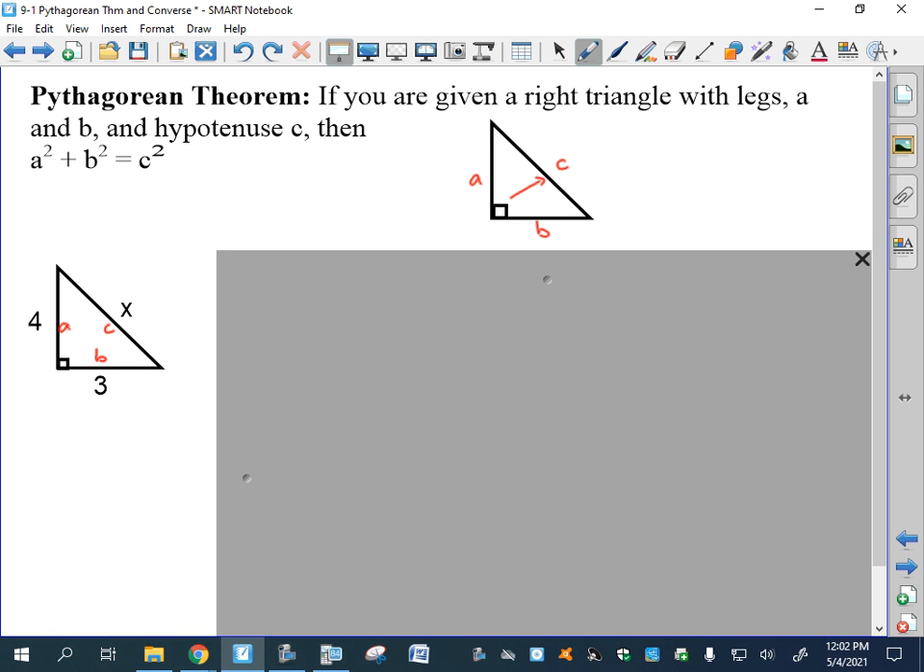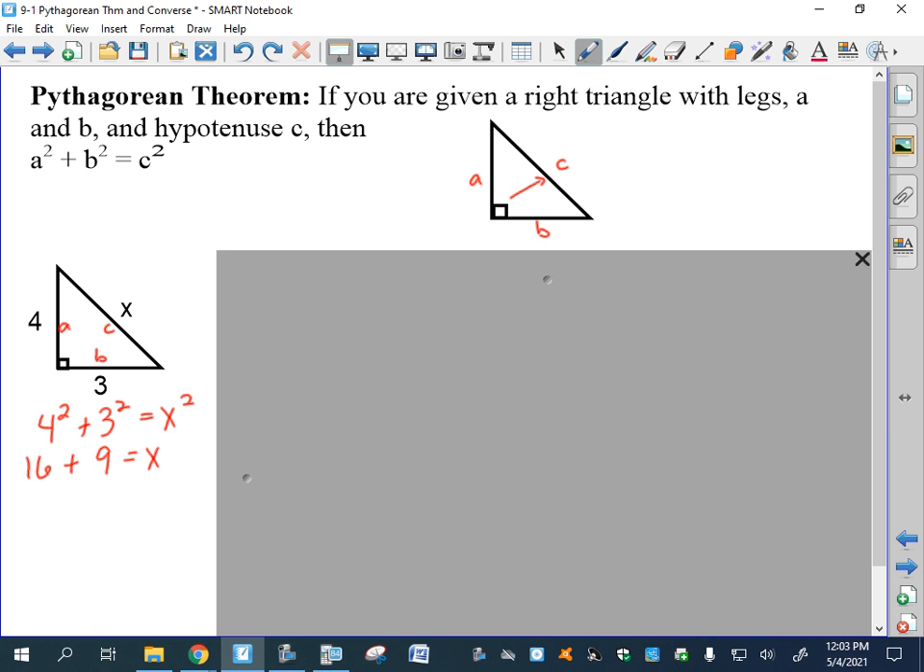Now, A and B are also interchangeable. It really doesn't matter which one of those are A and B, because if you look at the formula, addition is commutative, so they can switch places. But if I set it up, A squared plus B squared equals C squared, I would say 4 squared plus 3 squared equals X squared. Now, what is 4 squared? 16. 3 squared is 9.